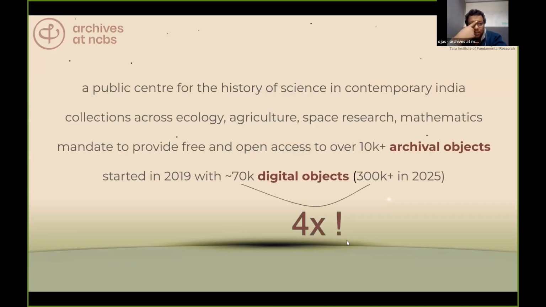A brief introduction about us. We are a public center for the history of science in contemporary India. Collections across ecology, agriculture, space research, and mathematics are what we have at the archives. We also collect material from grassroots environmental movements. We have a mandate to provide free and open access to over 10,000 archival objects. We started in 2019 with about 70,000 objects from our institute itself. Now we have grown to 300,000 by the beginning of this year.